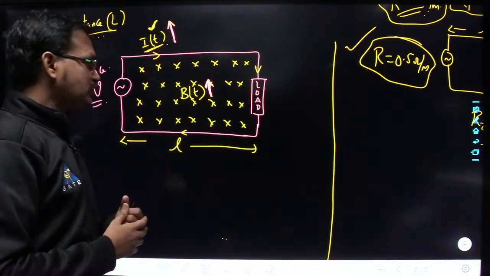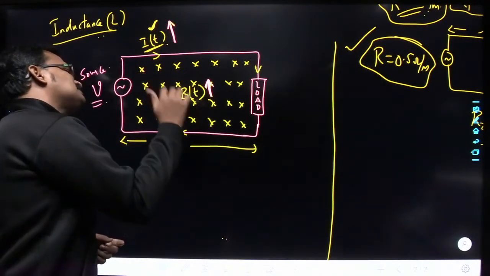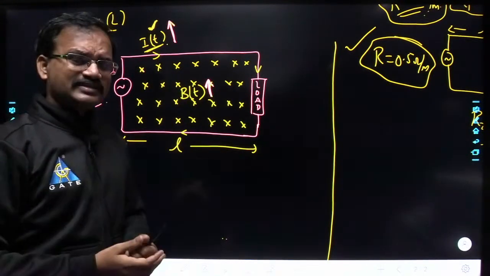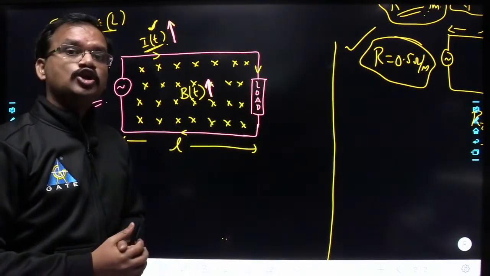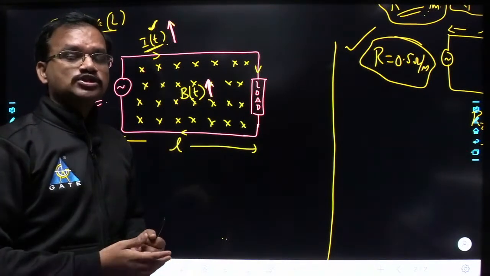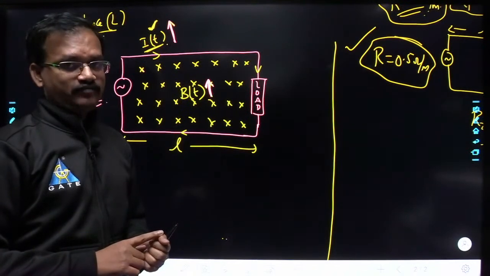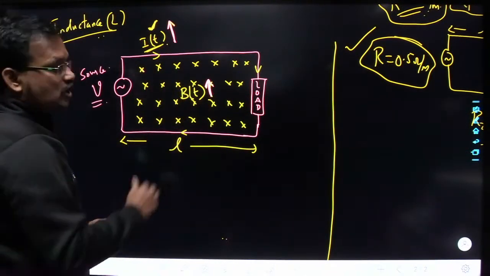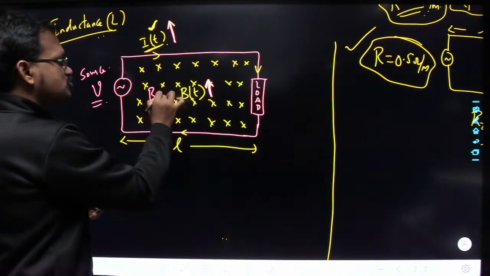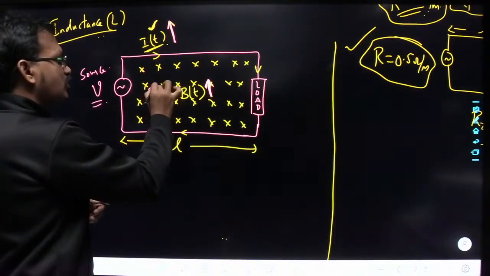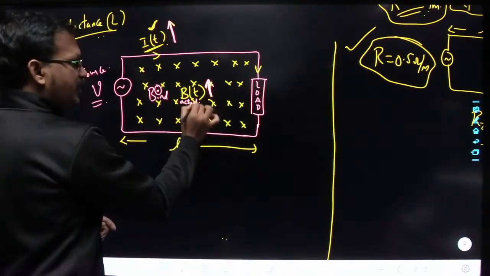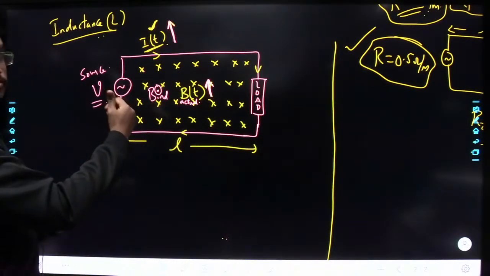From Faraday's law, we know that whenever the magnetic flux is increasing with respect to time, there will be an induced magnetic field, and the direction of that induced magnetic field must be exactly opposite to the direction of the actual magnetic field. The actual magnetic field is pointing into the board, so the induced magnetic field, B induced, must point out of the board.